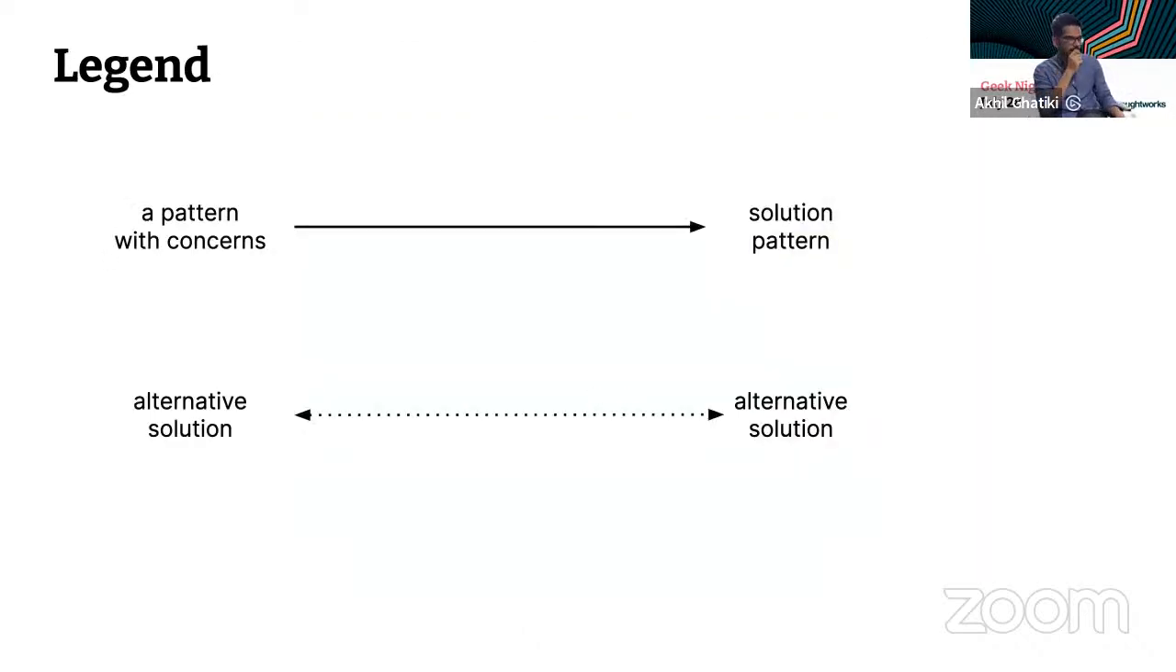And this is a little bit of an important slide, I would say. We are going to follow this legend throughout the presentation. If you see a solid arrow in any diagram, that means we are moving from a pattern where we had concerns towards a solution pattern. We discussed one pattern and saw a few concerns in it. The solid arrow means that the next pattern we discuss is a solution for these concerns. If you see a dotted connection between two block diagrams, they are going to be alternative solutions for the problem we are discussing.